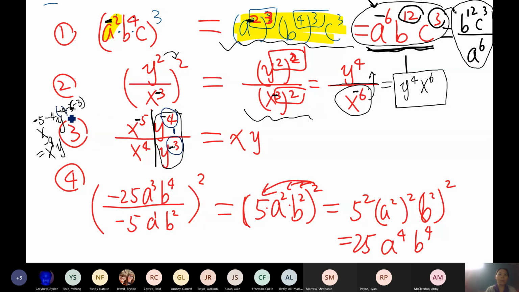So negative 4 minus negative 3, you've got to do keep, change. That gives you a negative 1 there. So the answer will be x to negative 9, y to negative 1.